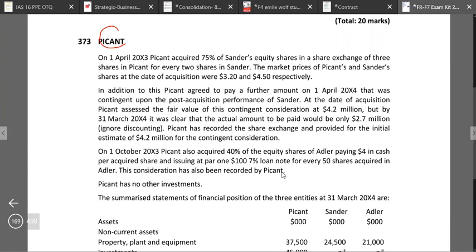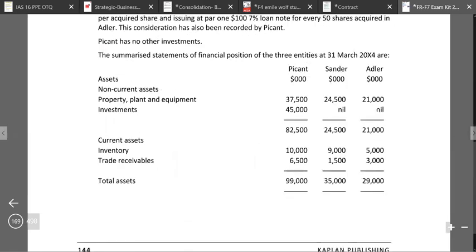On 1st April 2003, Picant acquired 75% of Sender's equity shares. So now this percentage has been given to you, and there's no need to calculate that. The acquisition was in a share exchange of 3 shares in Picant for every 2 shares in Sender, which means you have to calculate the share exchange. In order to do that, first of all, you need to know the total shares of the subsidiary.